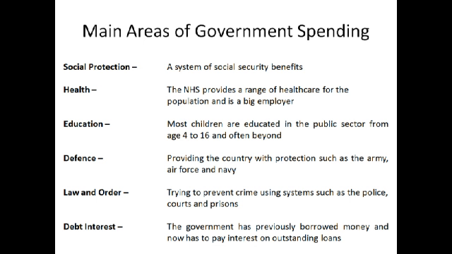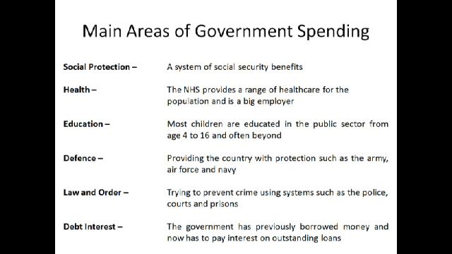Then there's defence. The government provides the country with protection such as the Army, the Air Force and the Navy. This defence is against other countries, rather than within ourselves. Within ourselves, we use law and order, which is trying to prevent crime using systems such as the police, courts and prisons. This helps to make life more enjoyable for the citizens of the UK.